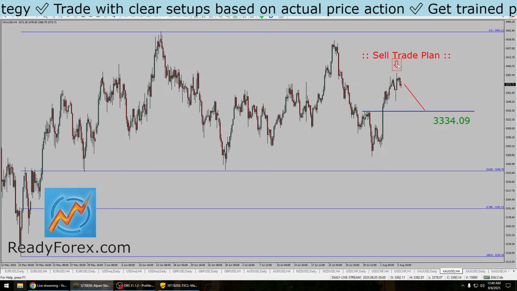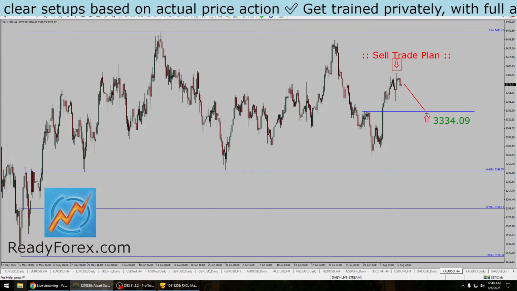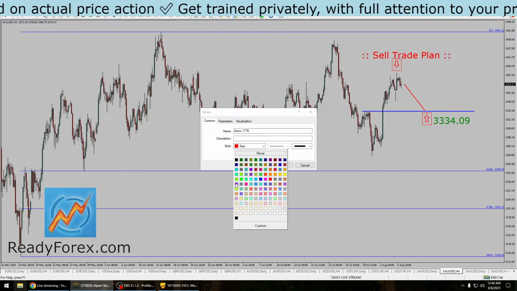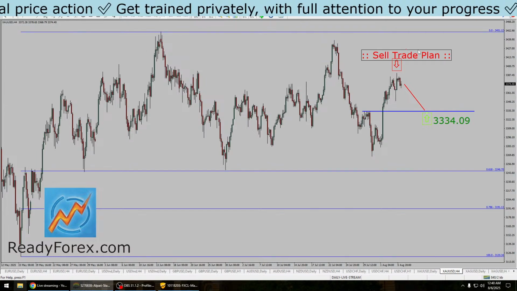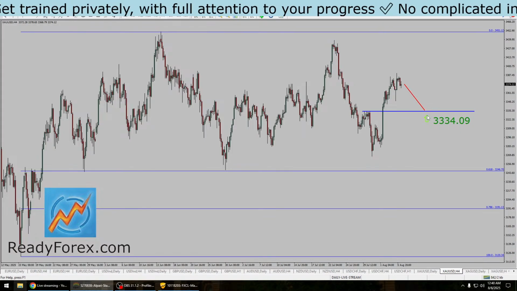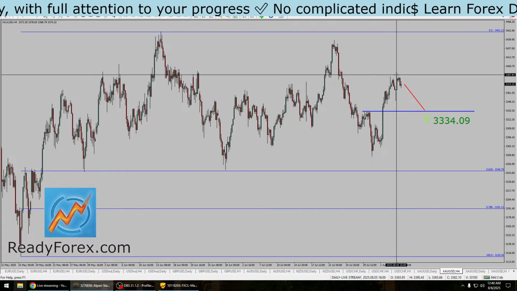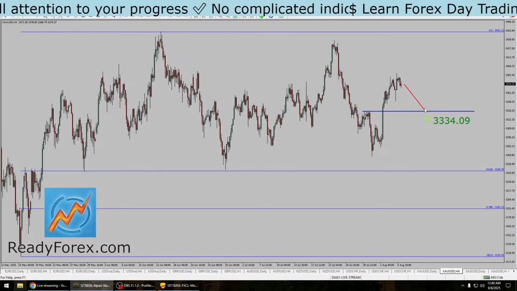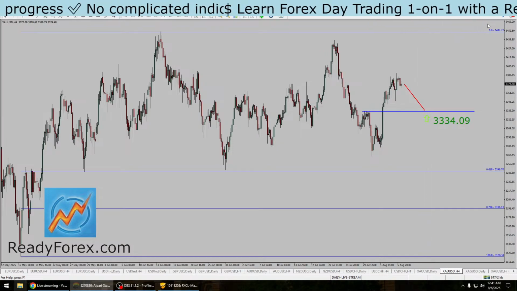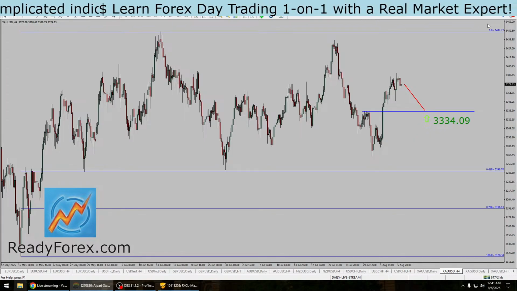Another idea is to wait for the price action to retest the 3334.09 level, and then look for a potential buy trade. Let me delete that. The sell setup is already over. We saw the drop in spot gold, but that was the spike. Now the market is probably going to create a pullback and then expect more upside in the XAUUSD pair. So I hope this one is clear.